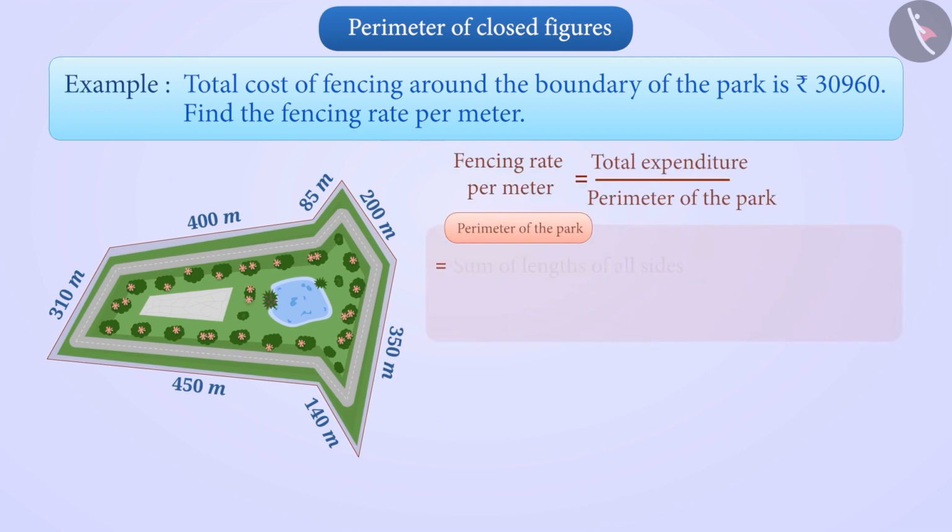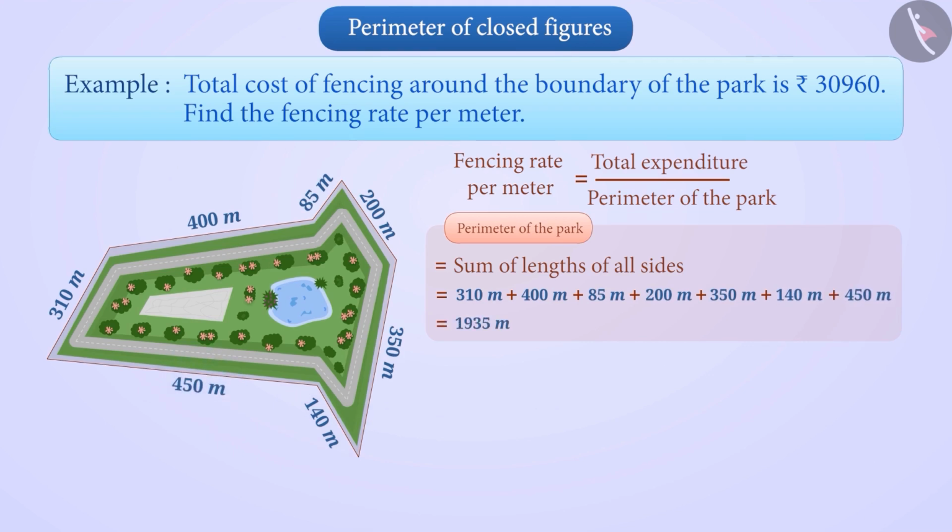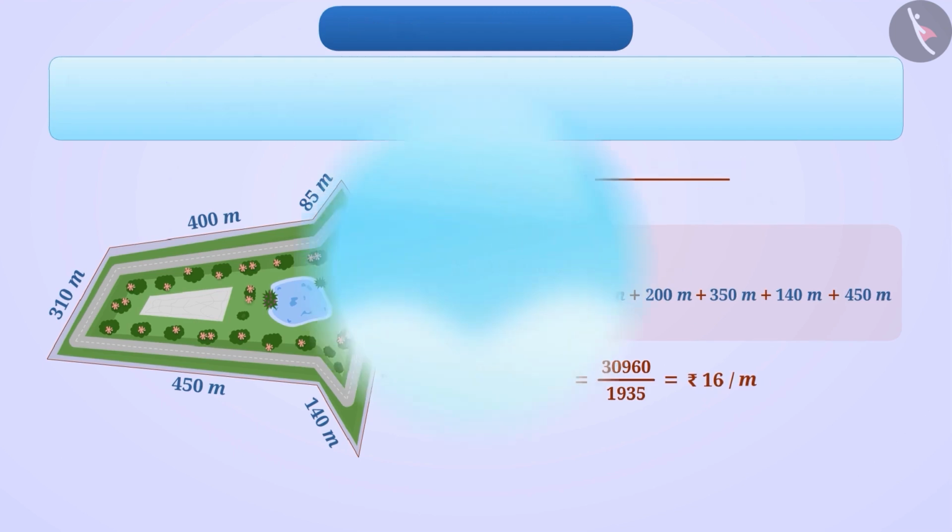The perimeter of the park is equal to the sum of lengths of all sides, which is equal to 310 meter plus 400 meters plus 85 meter plus 200 meters plus 350 meter plus 140 meters plus 450 meters, which is equal to 1935 meters. The rate per meter of fencing is equal to the total expenditure divided by the perimeter of the park, which is equal to rupees 30,960 divided by 1935 meter, which is equal to rupees 16 per meter.